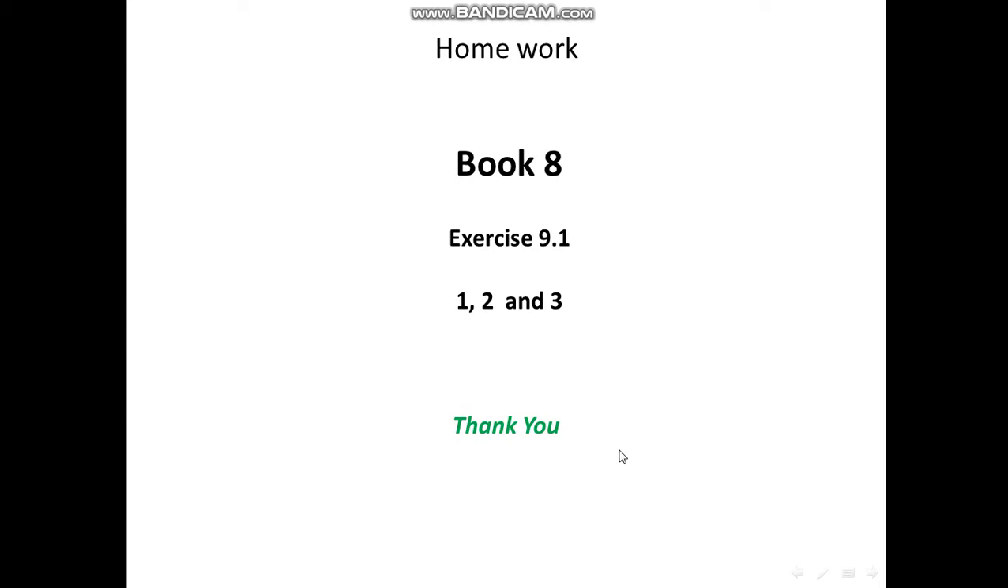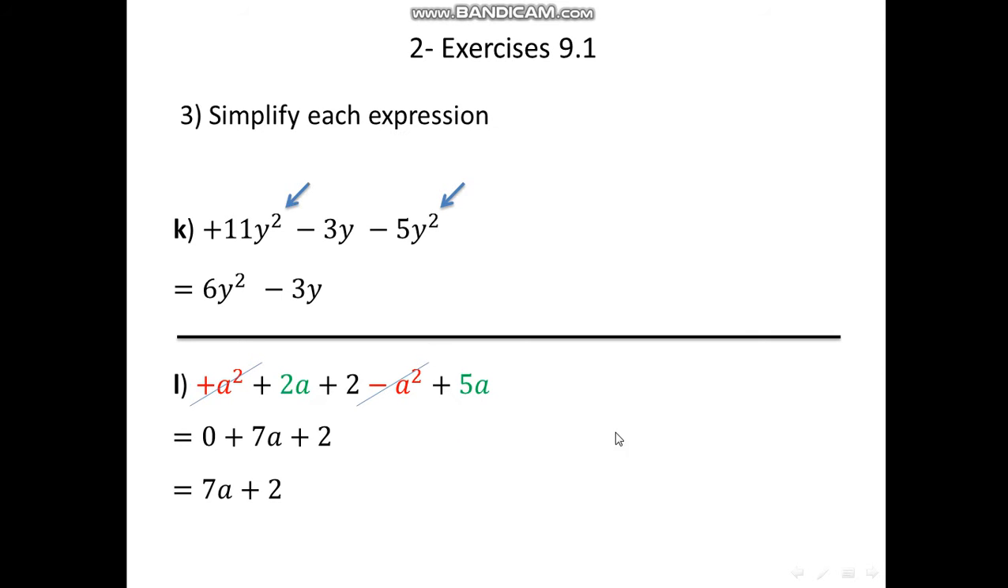So your homework is going to be book 8, exercise 9.1, 1, 2, and 3. Please make 1, 2, and 3. They are not difficult, okay. They go just like this. You have to look for the like terms, and you add them or subtract them together, and what's not a like term, you just leave it as it is here.